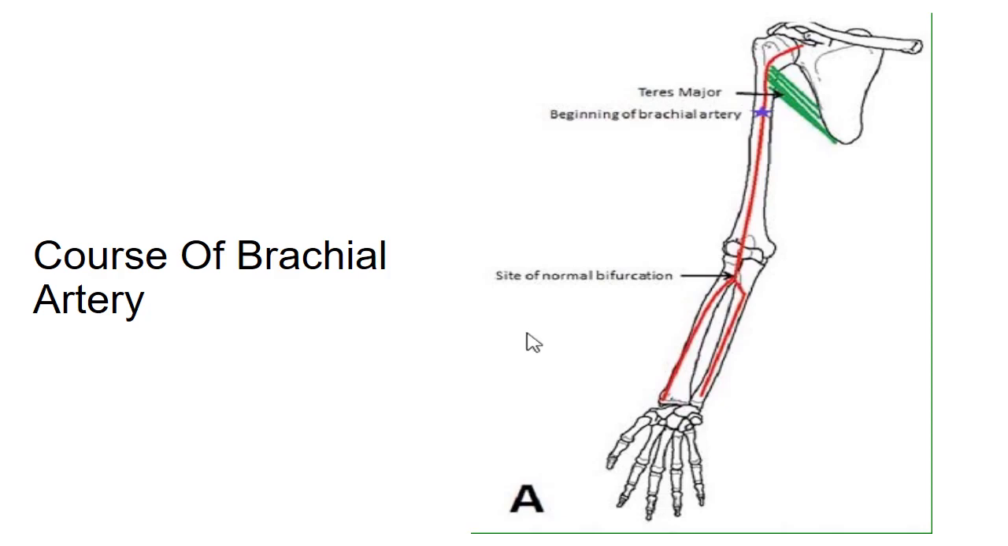Here is another image showing the origin of brachial artery. This is the beginning point of brachial artery at the lower border of teres major muscle, and the course of brachial artery through the arm. This is the site of bifurcation of brachial artery at the level of neck of radius. This is the radial artery, and this is the ulnar artery. Now let's talk about the relations of brachial artery in the arm.